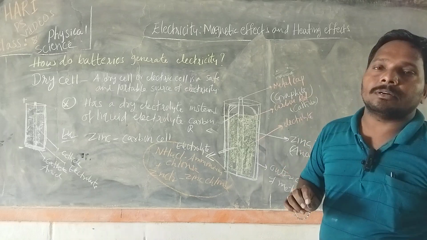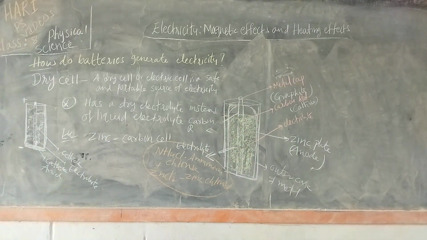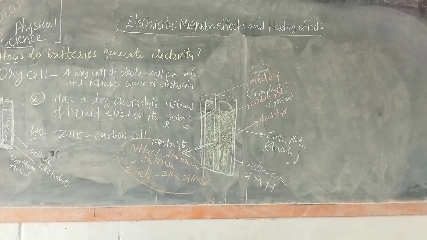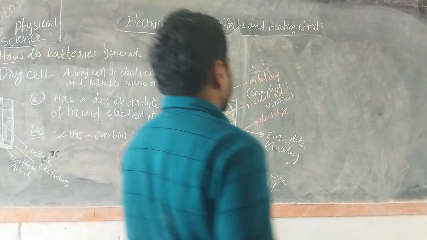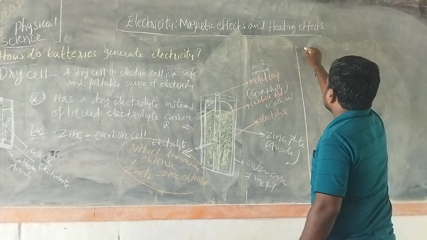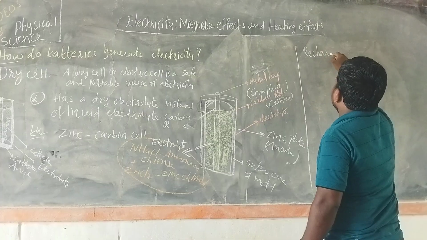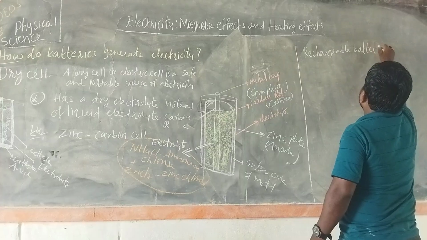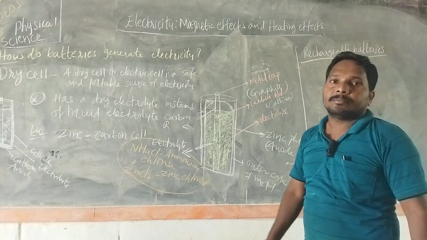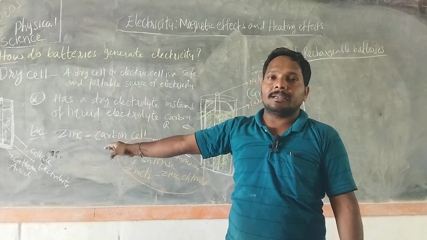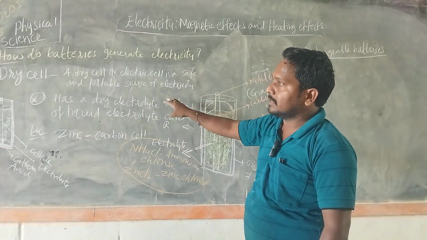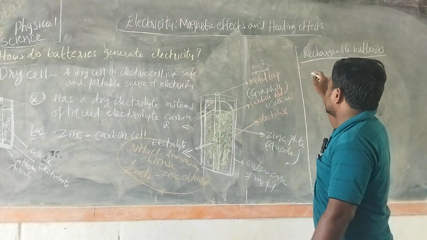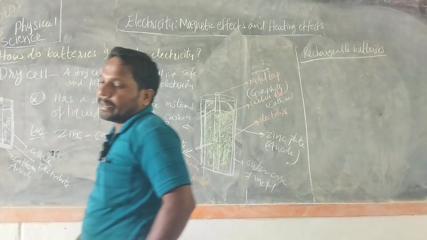So this is about the dry cell. Then the next and last topic is rechargeable batteries. Whatever we discussed here, the voltaic cell or the dry cell, a dry cell is not a rechargeable battery. But let us discuss rechargeable batteries.